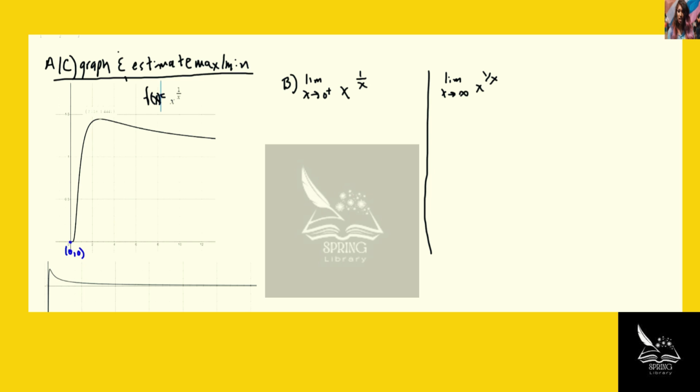For the function f of x is equal to x to the 1 over x, we want to graph the function, explain the shape of the graph by computing the limit as x approaches 0 from the right and as x approaches infinity. We want to estimate the maximum and minimum values using our graph and then use calculus to find them exactly. And lastly, we want to use the graph of our second derivative to estimate the x-coordinate of our inflection point.